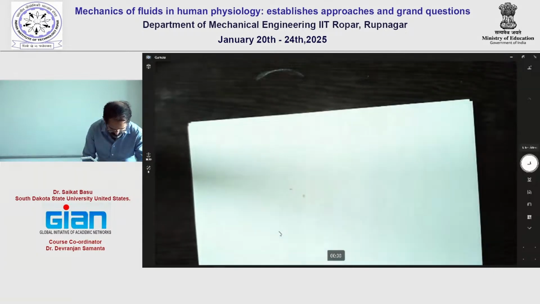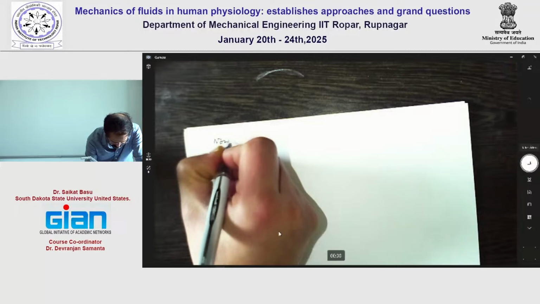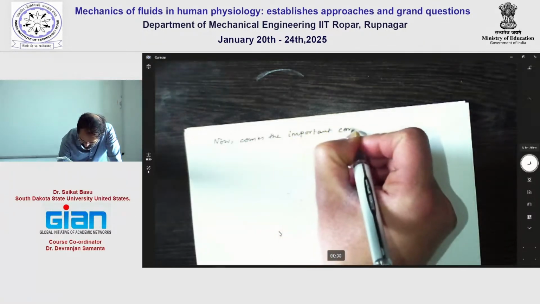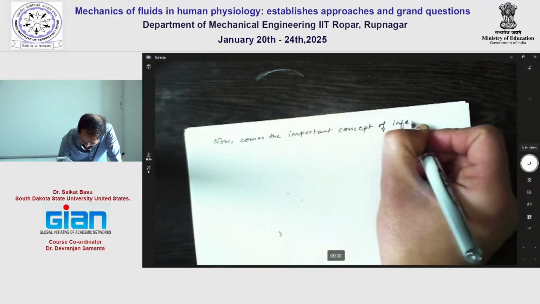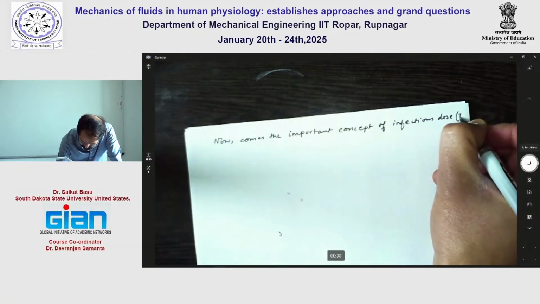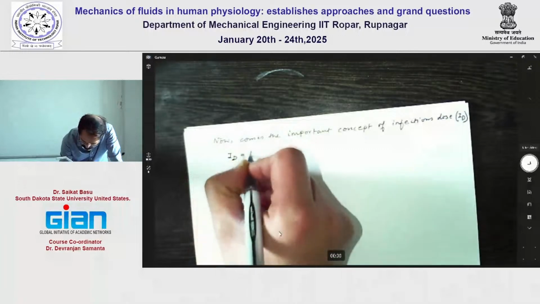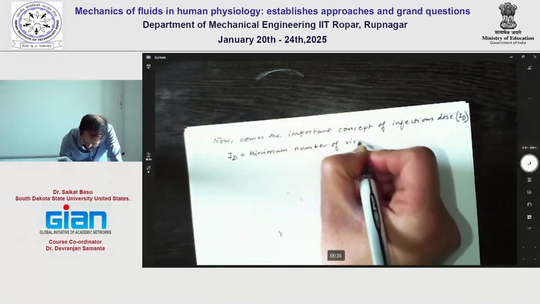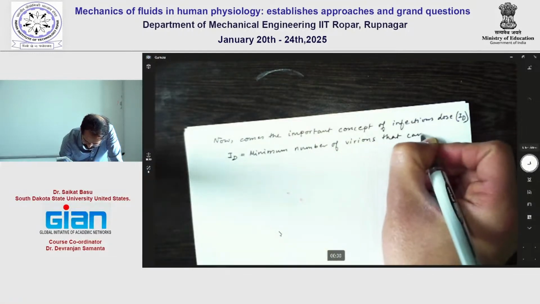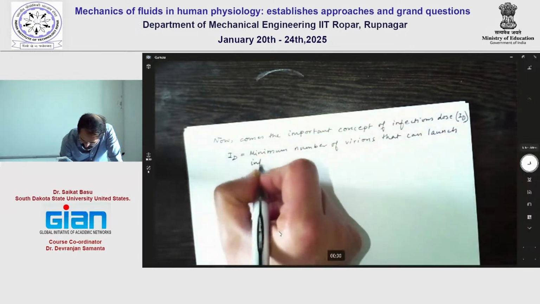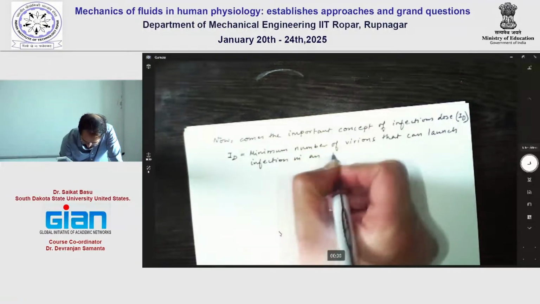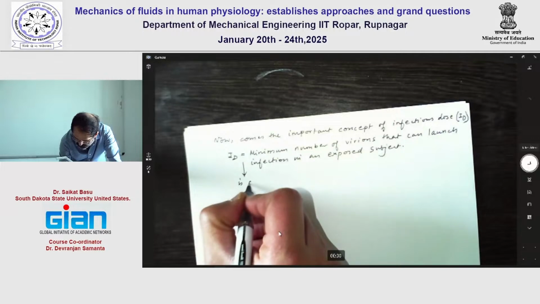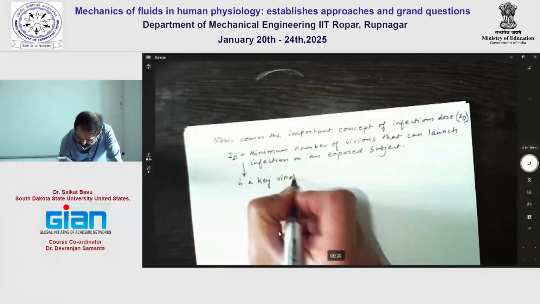If that is the case, let me write down some comments first. So now comes the important concept of infectious dose, or ID. ID is the minimum number of variants that can launch infection in an exposed subject. And it is one of the most important virological identities of any pathogen.